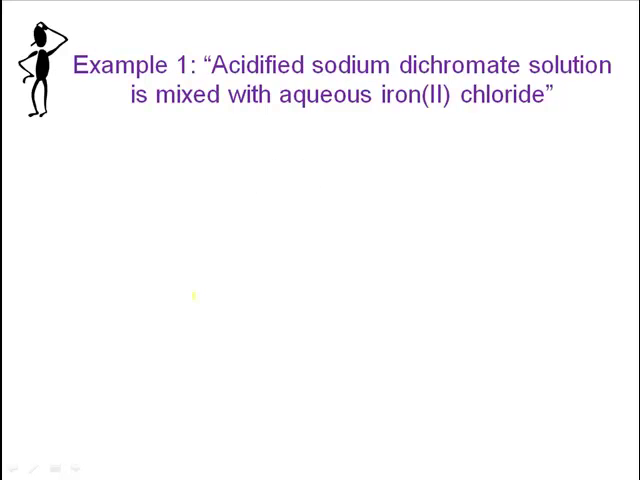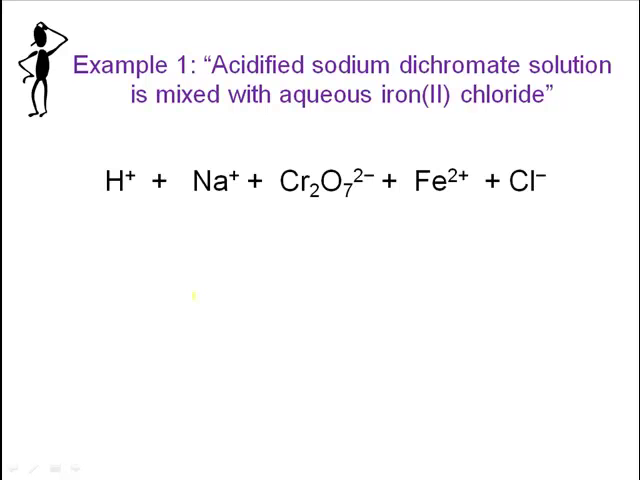So if we look at acidified sodium dichromate solution, the keyword there is acidified, which means it's going to be redox. Sodium dichromate solution is mixed with aqueous iron 2 chloride. We've got acidified, so we've got extra H's lying around. We've got our sodium dichromate solution and our aqueous iron 2 chloride. Those are our reactants.